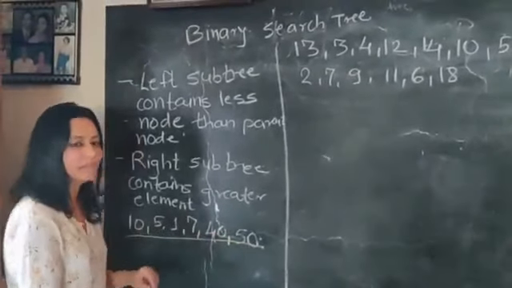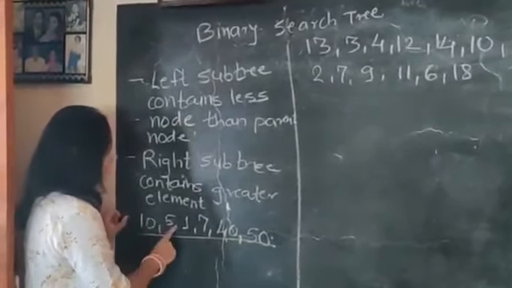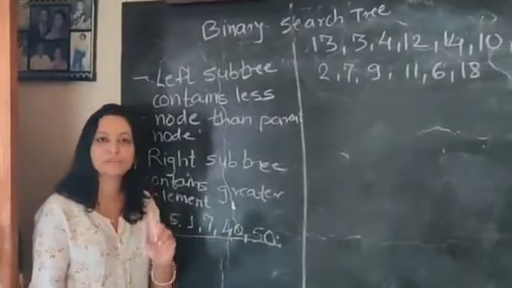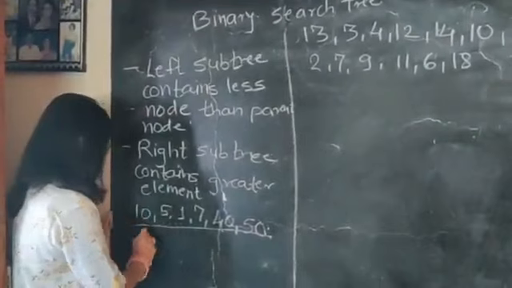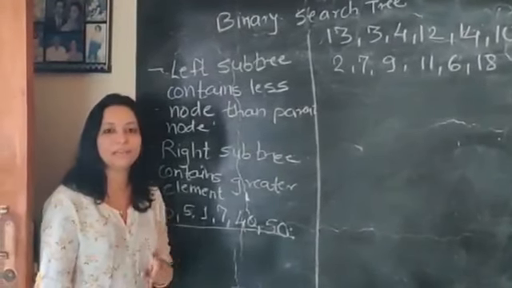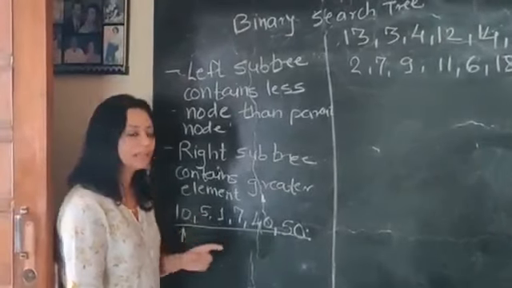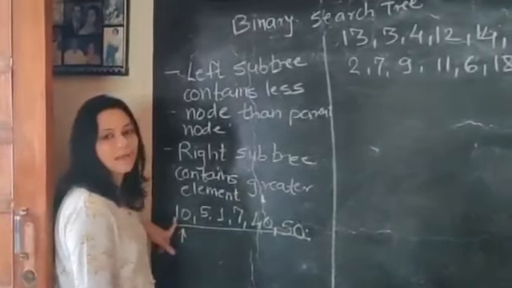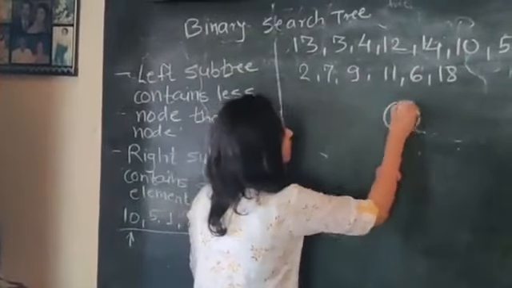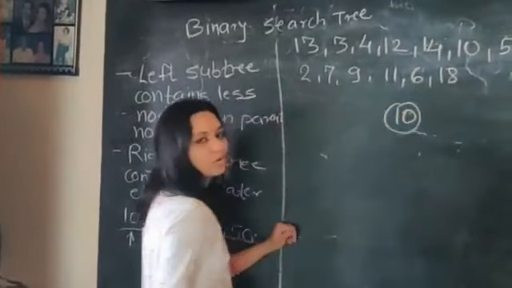So the example will be: what is binary search tree and construct the binary search tree for the given elements. Now suppose we are having elements as 10, 5, 1, 7, 40 and 50. Now if we want to create the binary tree, we have to start from the first. Keep in mind, whenever we are constructing the binary tree, the first node is by default the root node. So as 10 is the first node, you will write 10 as the root node.